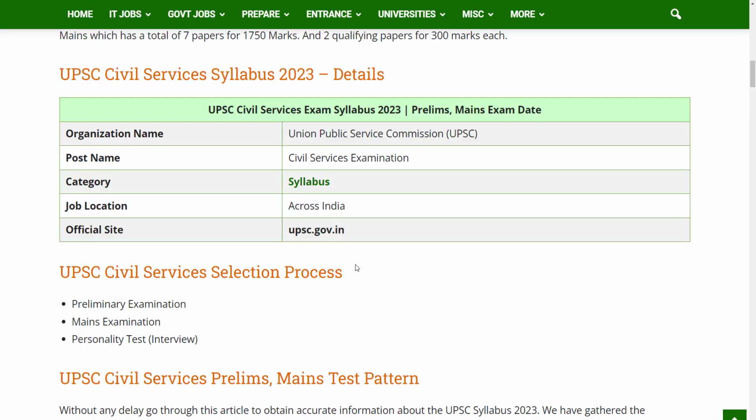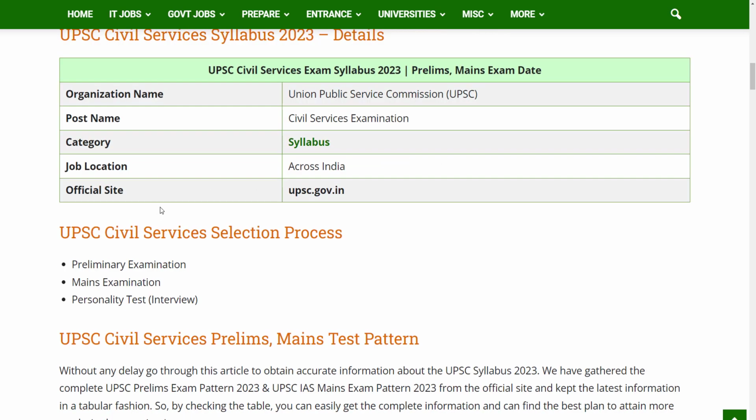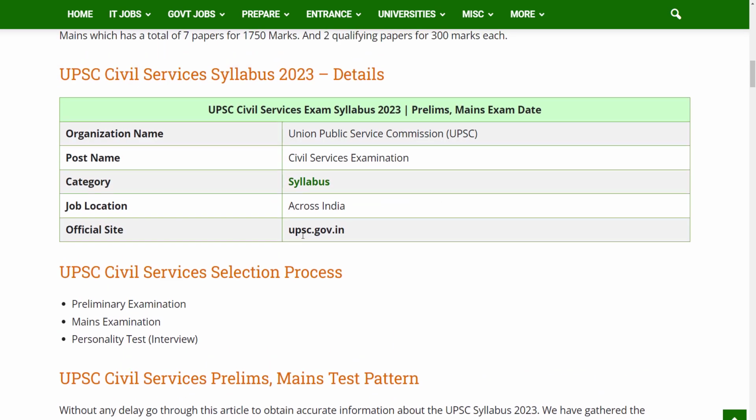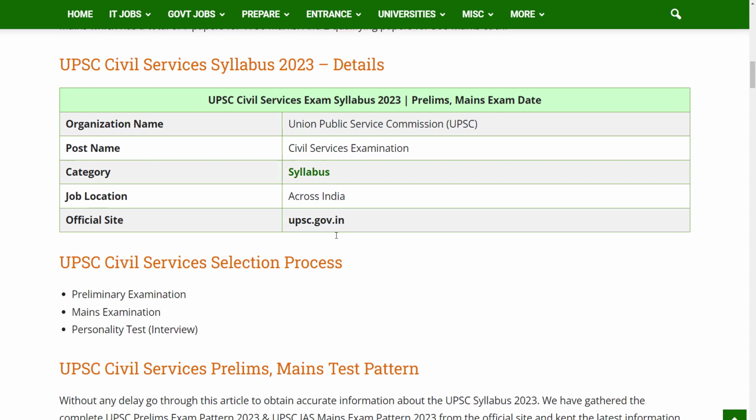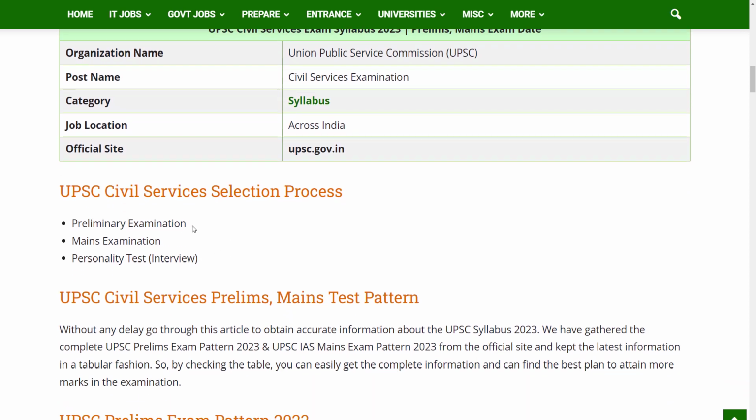Let's see the overview of this exam syllabus. As we know, the organization which has provided this exam is the Union Public Service Commission, and the exam name is Civil Services Preliminary Exam. The official website for this exam is upsc.gov.in. Let's see the selection process. All the candidates who have applied for this exam will undergo the preliminary examination. Candidates who qualify in the preliminary exam will go on to the mains examination and the personality test, or we can say the interview.